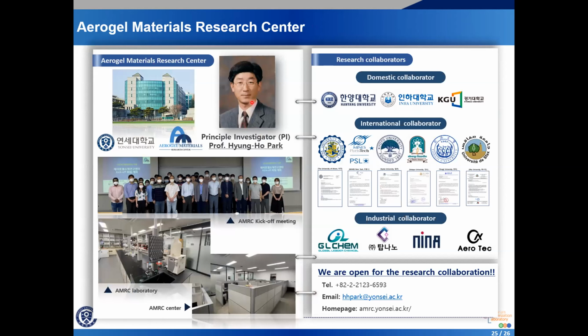In order to overcome the limitation of aerogel and develop aerogel as a general purpose material such as next generation plastic material, the Korean government established this Aerogel Materials Research Center at Yonsei University, and various domestic universities and foreign research institutes and industries participate in this center. And Professor Park would like to thank the Korean government for providing the foundation for research on aerogels through the establishment of this center.